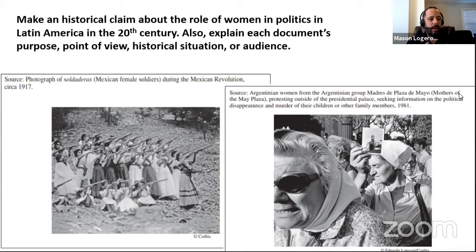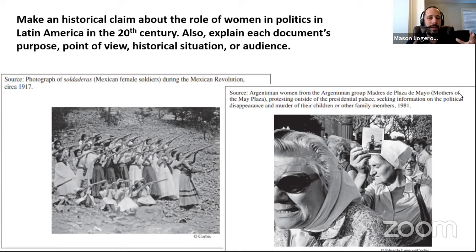So I'd like for you to do a couple things. I'm gonna give you about 5 minutes or so. The first thing is you're gonna make a historical claim. So again, sort of a mini thesis statement. What can you tell about the role of women in politics in Latin America in the 20th century based on these 2 pictures? And then let's talk about the document's purpose, point of view, situation, or audience.